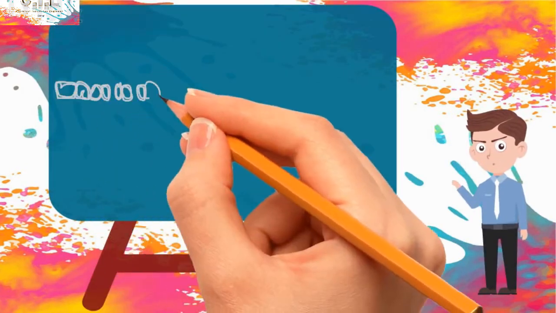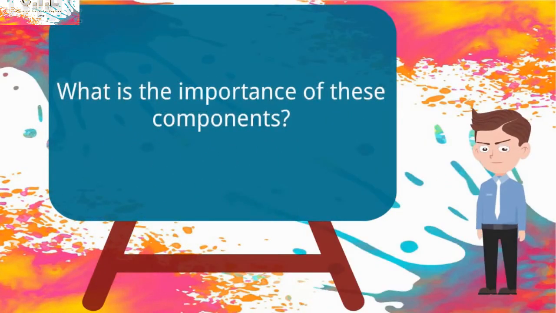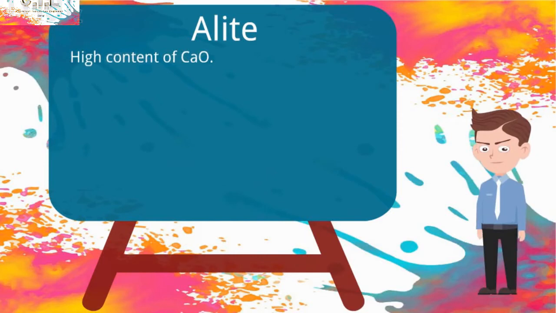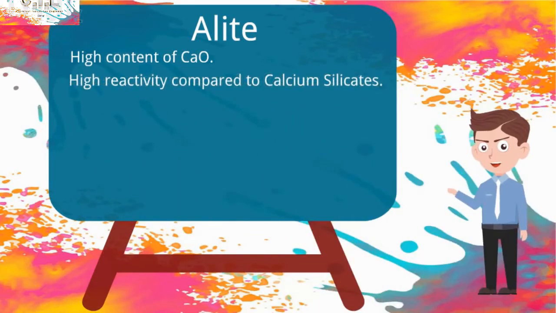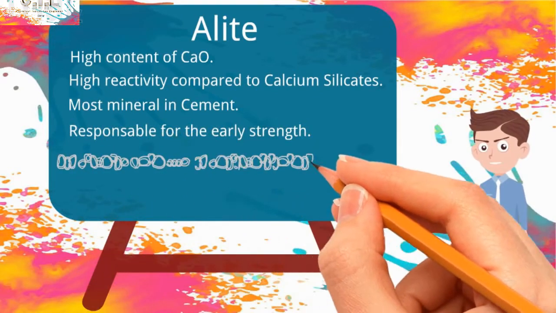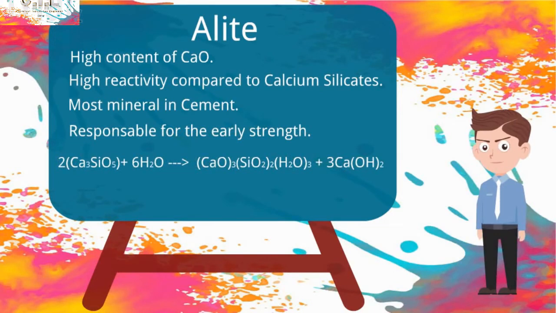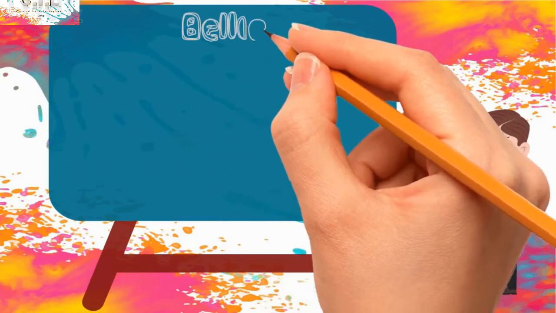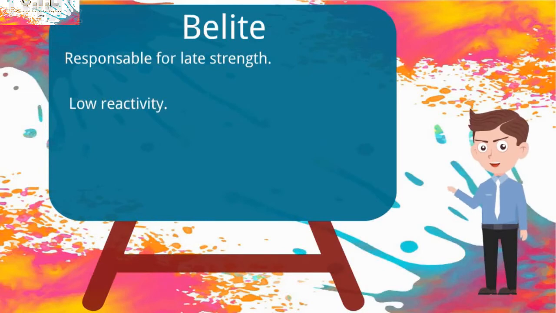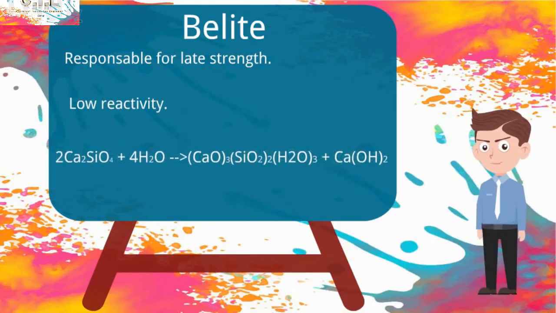The question now, what's the importance of these components? Alite has high content of calcium oxide, which gives it higher reactivity than other calcium silicates. It's the most abundant mineral in cement, and it's responsible for the early strength of hydrated cement. It reacts with water to form hydrated calcium silicate and calcium hydroxide, unlike belite, which gives the cement late strength because it has low reactivity compared to alite, and it reacts with water to form hydrated calcium silicate and calcium hydroxide.